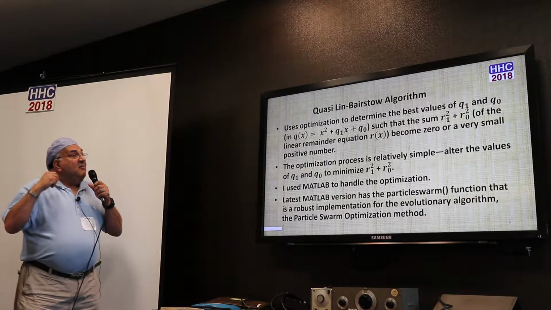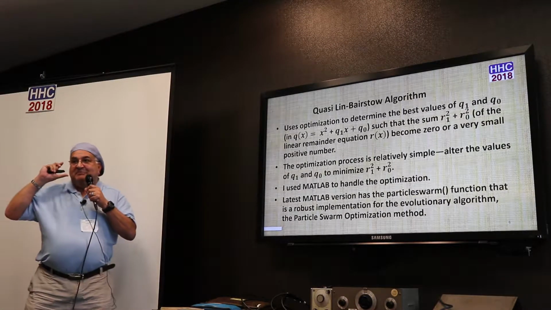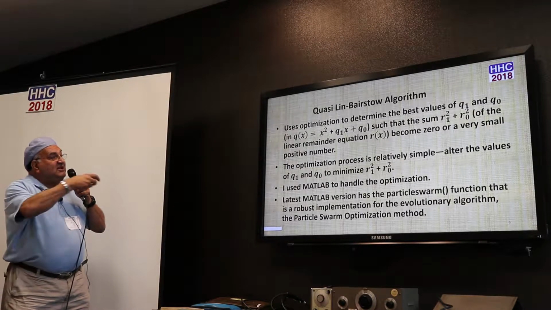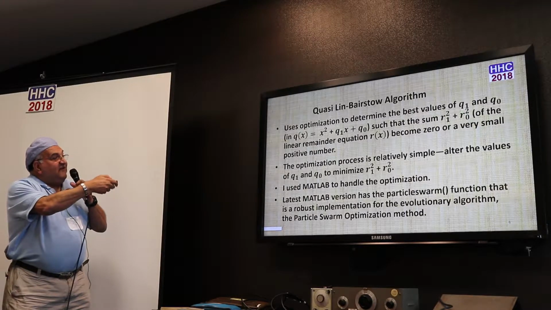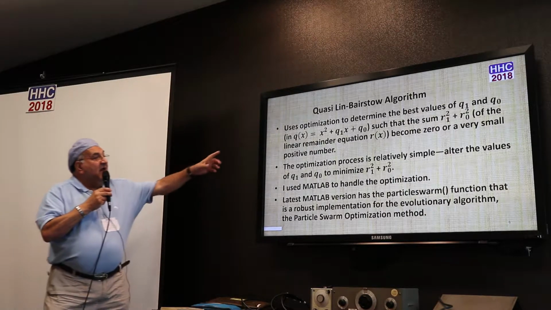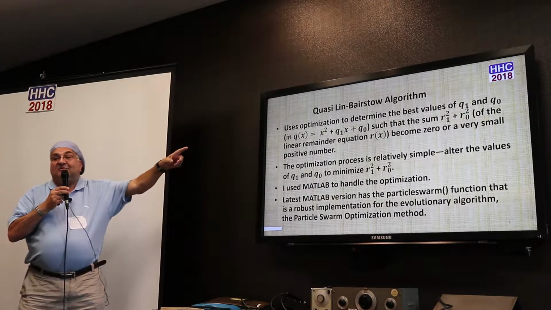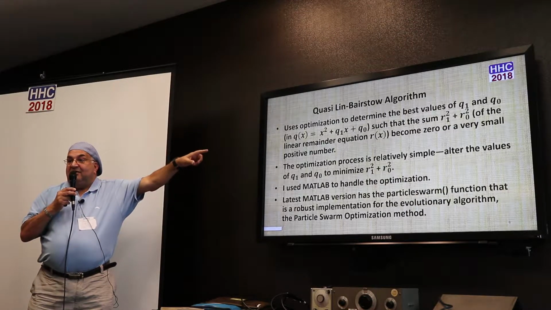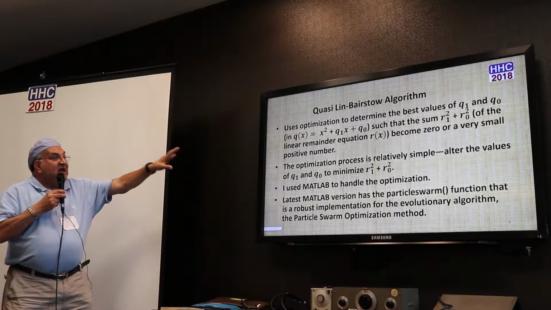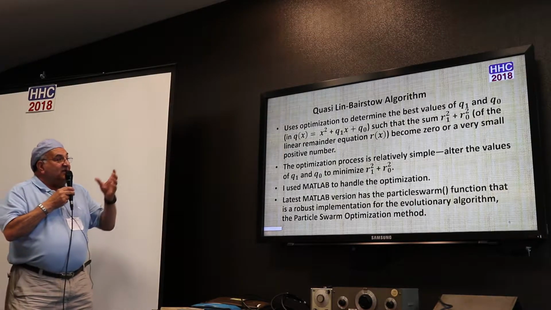Now, my new approach is the quasi-Lin-Bairstow method. I'm using the same approach, but I'm extracting q of x through optimization. And we have q of x defined here. Basically I tweak q sub 1 and q sub 0 until the sum of the squared remainders, r sub 1 squared plus r sub 0 squared, is 0. If that's the case, then I have the roots for the quadratic that I want.